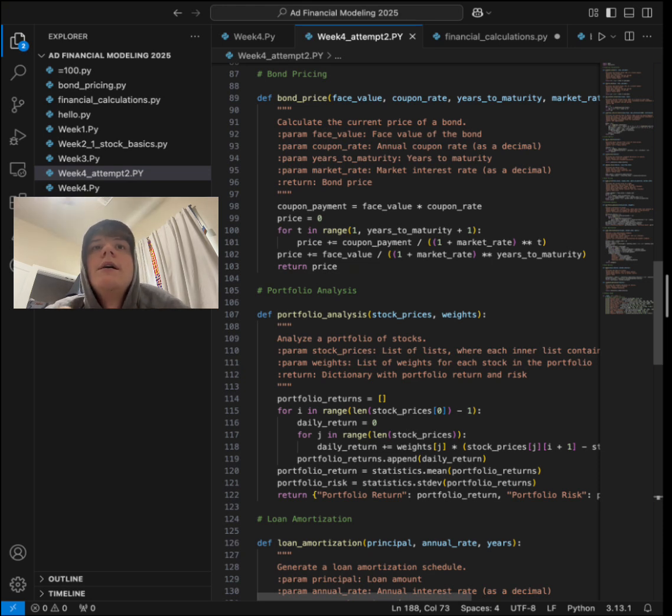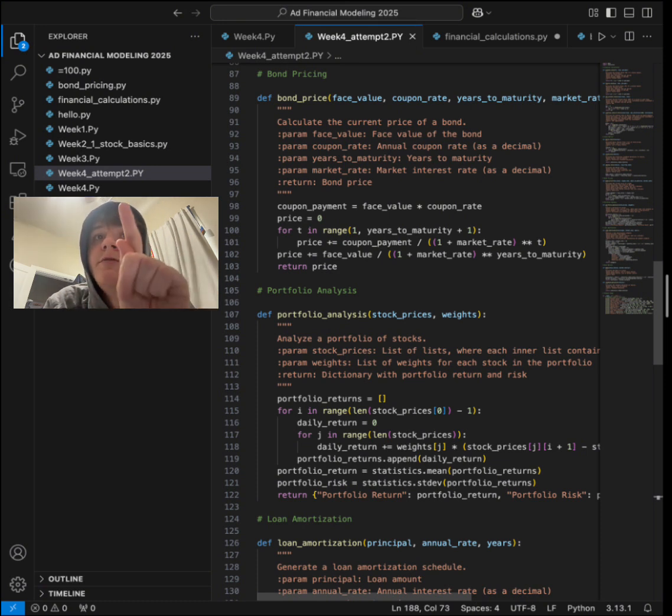Yes. So you calculate the current price of a bond, param face value of the bond, param coupon rate, annual coupon rate as a decimal, param years to maturity, and param market rate, market interest rate as a decimal. Return will be the bond price. Coupon payment equals face value times coupon rate. So price equals 0. For t in range 1, years to maturity plus 1, price plus equal to coupon payment divided by 1 plus market rate times t.